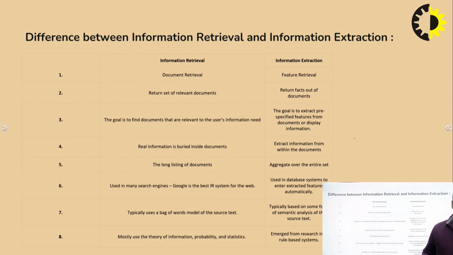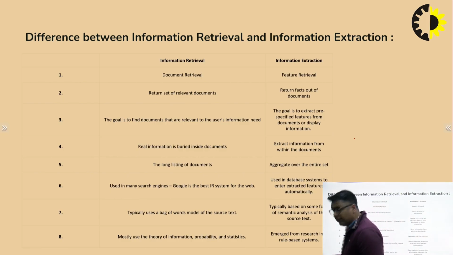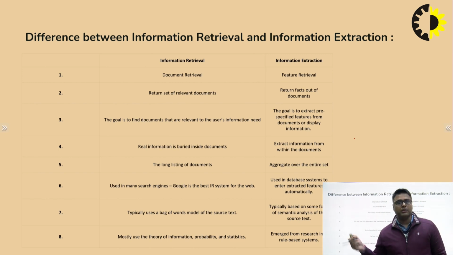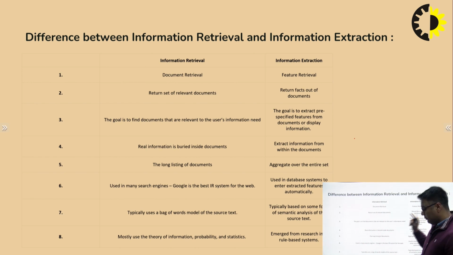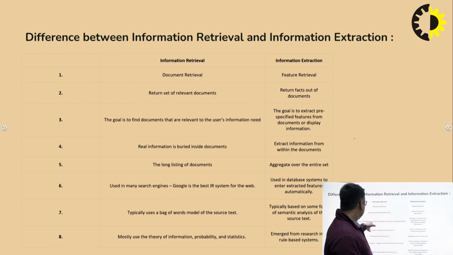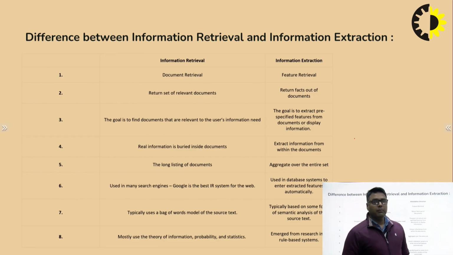First is document retrieval versus feature retrieval. Information retrieval is basically text data retrieval, while information extraction is feature retrieval. Information retrieval provides a set of relevant documents. The goal is to find documents that are relevant to the user's information needs. The goal of extraction is to extract pre-specified features from documents or display information.